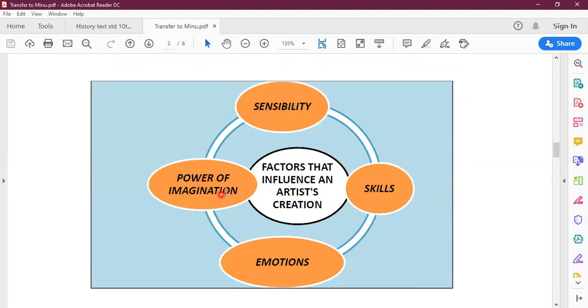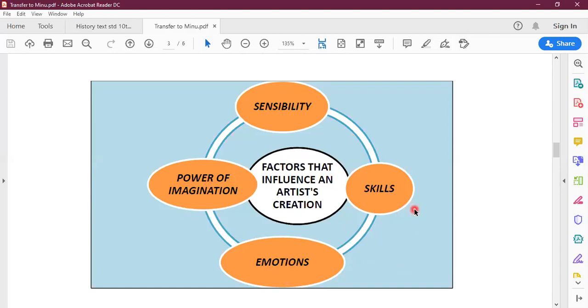First is power of imagination. When an individual has good imagination power, he is able to create better. He should be sensitive to the things that are happening around him. God's gift, or talents or skills, again helps an artist to create better. Emotions. An art is nothing but an expression of man's emotions. So there are four factors. There's a concept map for 2 marks, half a mark each. Sensibility, skill, 2S, emotions, and power of imagination.